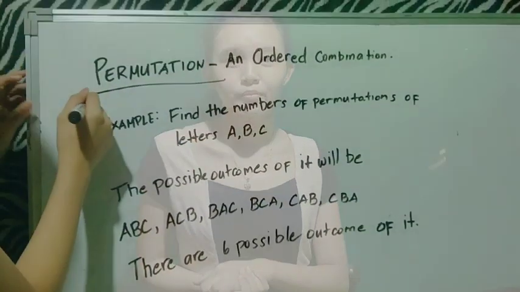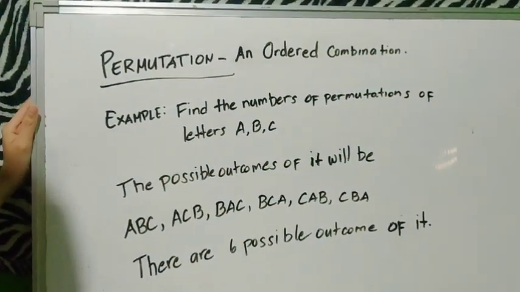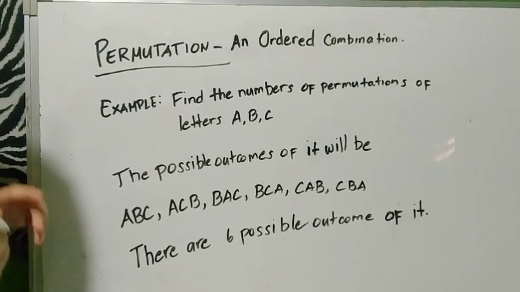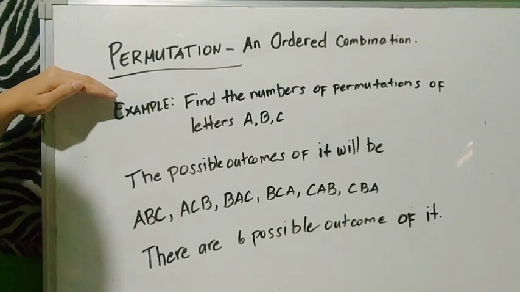First and foremost, what is permutation, and what comes to your mind when we talk about permutation? Permutation is an ordered combination, which we also call an arrangement of objects in a definite order. This is how we group the objects in different combinations.